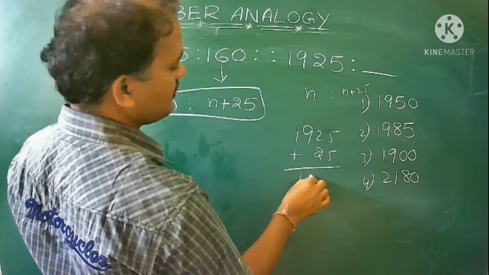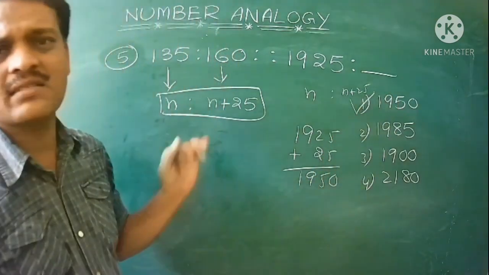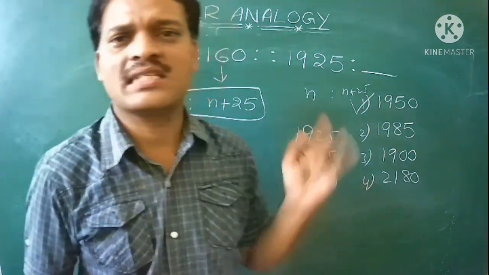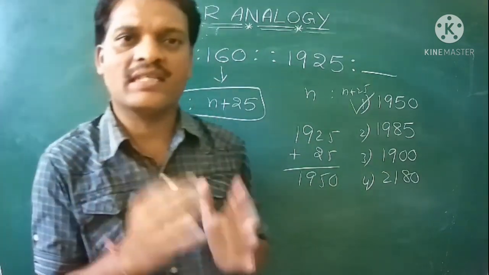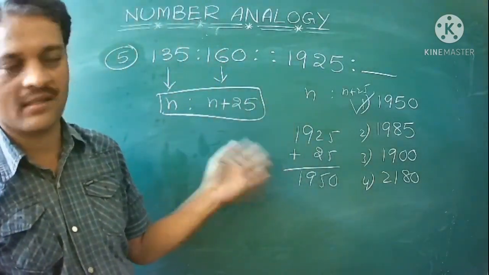So that is 1950. So option 1 is correct. So that is a very simple sum. There is no logic in between them. Okay. So first you need to observe whether there is any logic or any other difference.